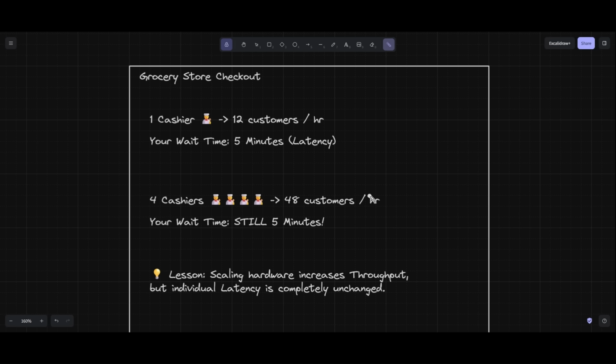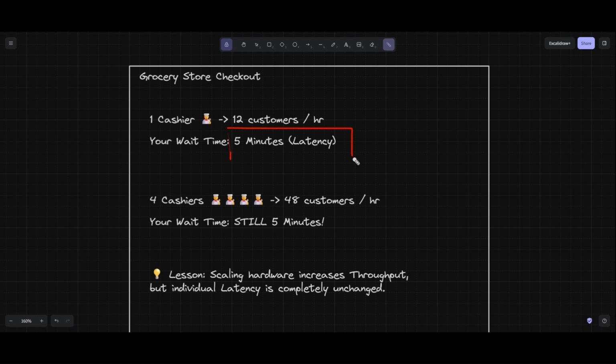Let's think about a grocery store checkout, right? You go to the grocery store, you have a cart full of groceries. Now, latency in this scenario is you are standing in line, and it's the time it takes for you, specifically, to put your items on the belt, have the cashier, beep, beep, beep, scan them, and you pay and you walk out. Let's say that process takes 5 minutes. Your latency is 5 minutes.